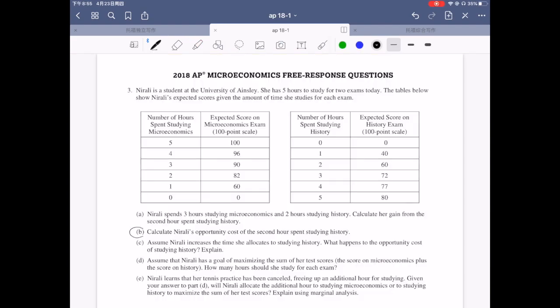Now let's look at B. So we need to calculate Nirali's opportunity cost of the second hour spent studying history. So the second hour of history is here, which is 60.